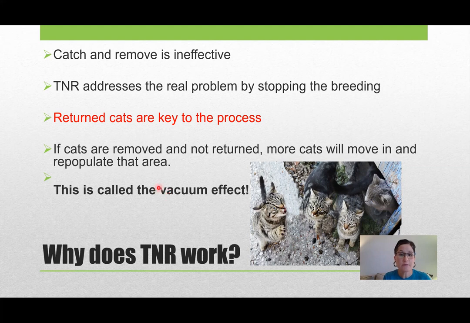Returning the cats is key to the process, and you'll notice that it's in red. So after you get the cats fixed, you can't just dump them wherever it is that you like. You actually have to put them back where you got them from. And the next few slides are actually going to illustrate that, if you will. If cats are removed and not returned, more cats will move in and repopulate that area. So that phenomenon is called the vacuum effect. And I'm going to explain to you how that actually works.